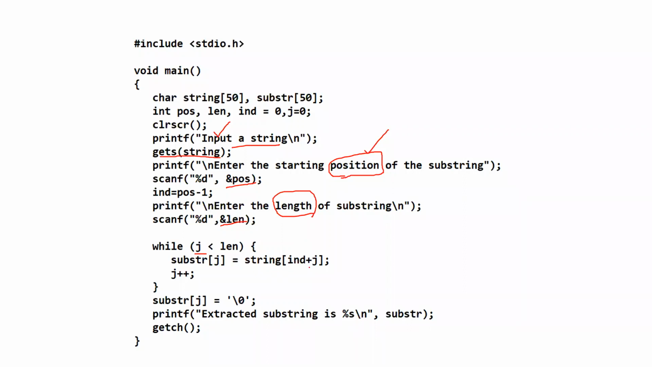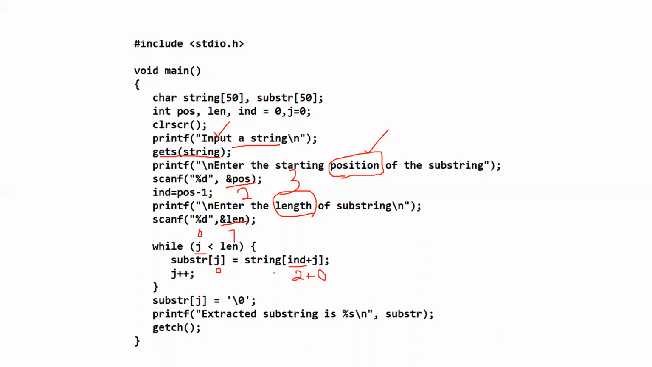So how are we going to do it? From the string, from the starting index which is there in index plus the j value, as I did in the previous slide. So the j value will be starting from 0. So here if you substitute, j value less than length, if I have entered 7, what will be the values? substr of j equal to string of index plus j. So substr of 0 equal to string of index number. Index number we had calculated, if the position is 3, then the index number will be 2, right? So here we will be substituting it as 2 plus 0.